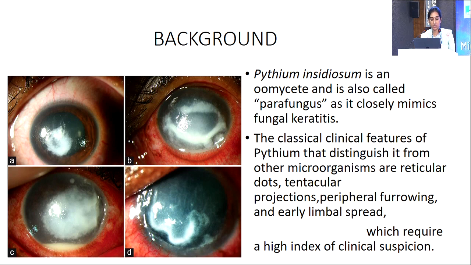Picture A shows a central dense infiltrate with tentacle-like projections extending to the periphery. Pictures B and C show a dense white infiltrate with multiple dot-like para-infiltrates extending from the main infiltrate, and also peripheral furrowing from 2 o'clock to 4 o'clock position, along with a hypopyon of about 1 mm in size.